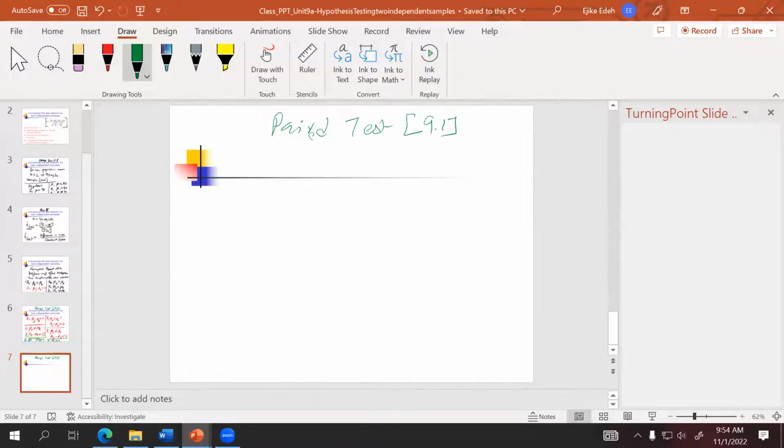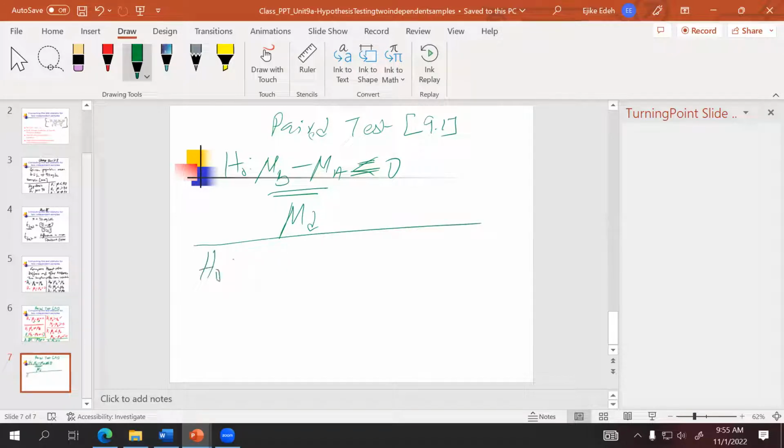So if I do that, remember what I'm trying to do now is to replace mu b minus mu a, the heart rate before, and if this is the null hypothesis, we are saying this is equal to 0, right? I'm trying to replace this one here with mu d. If I do that, then the hypothesis could be written as H0 is such that the mean of the difference is equal to 0. So this would be my null hypothesis.